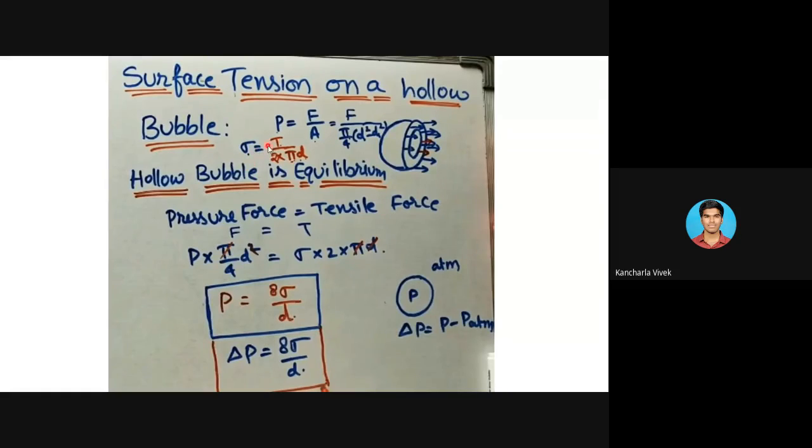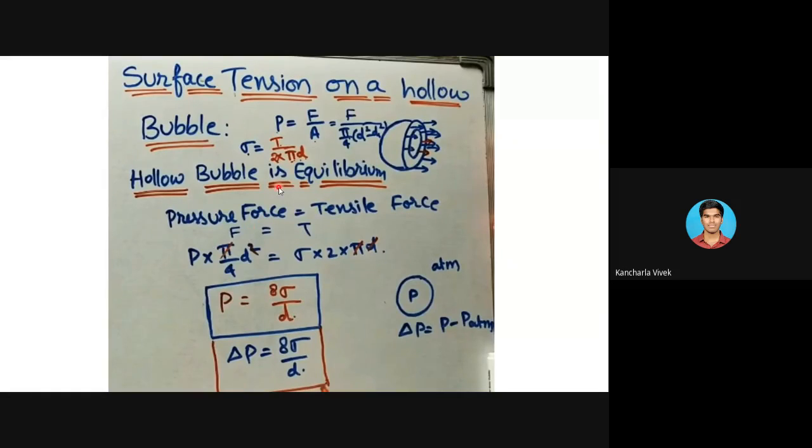Surface tension equals the tensile force acting on pi d. That is, we have two surfaces here, right? So it is the outer surface plus the inner surface, because the surface tension will be acting on both layers. So pi d plus pi d, that is 2 pi d. When we need to keep the hollow bubble in equilibrium, obviously these two forces must be equal and opposite.